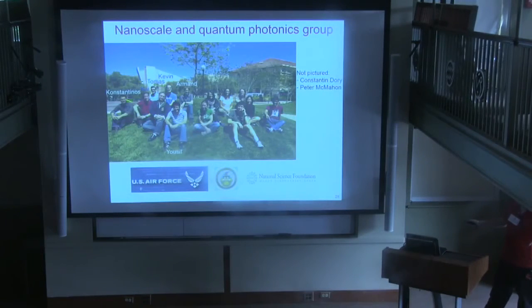So in quantum dots, it's Konstantinos, Thomas, Kevin, Armand, Yusuf, and Konstantin and Peter McMahon. And the work on silicon carbide is mainly done by Tom, Marina, and Linda. And inverse design, the main people are Alex and Jan.